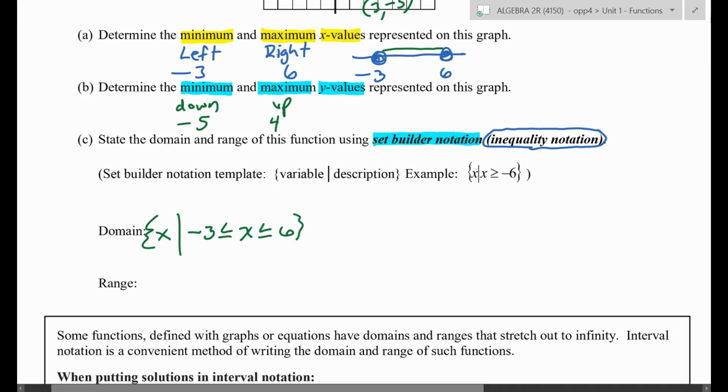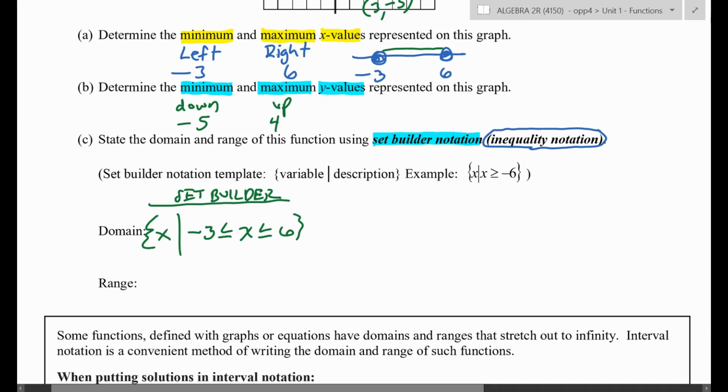How do we read that? Like, how do we read that thing? X is an element of the inequality: -3 is less than or equal to x is less than or equal to 6. That's how you would actually verbalize that. That is the set builder. Yep, this right here is called set builder notation.